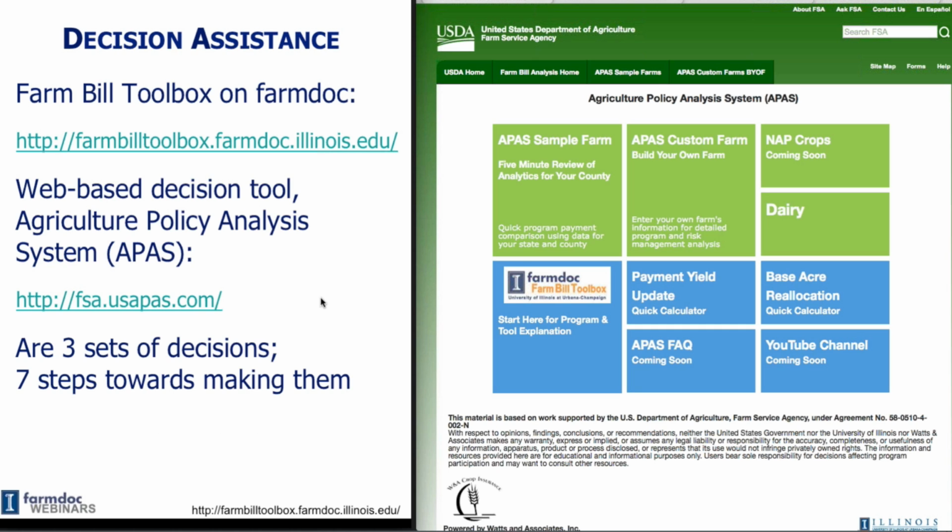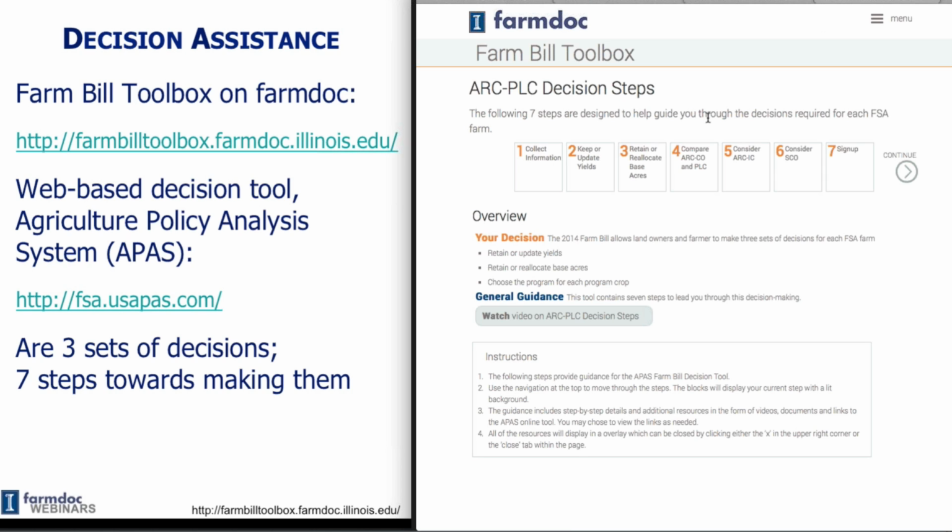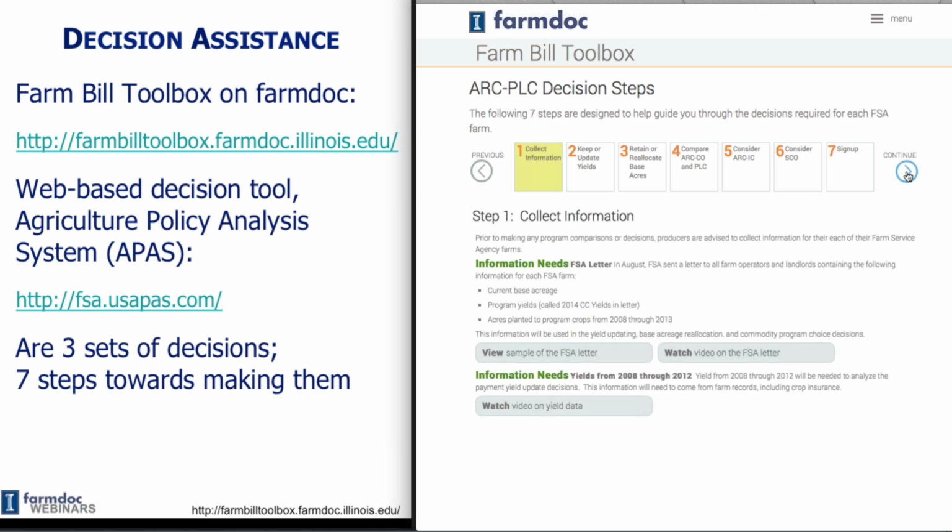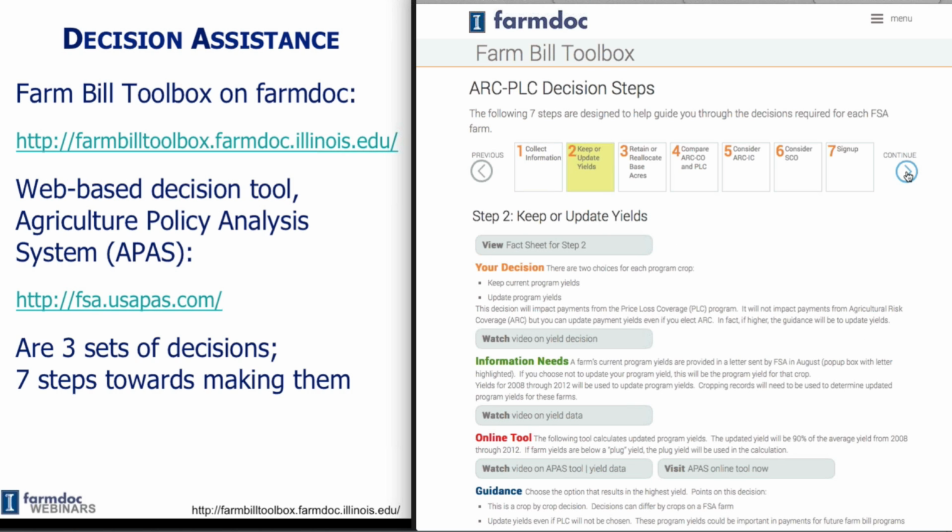And again, where we're at here is we have a Farm Bill toolbox on FarmDoc, and we'll be talking about this. I'm just going to go there right now. You see that on the right-hand side of your screen, and we have put together a set of 7 steps to make the 3 decisions. Collect information, and we're going to spend some time talking about that today. And then these steps go through the process: collect information, keep or update yields.